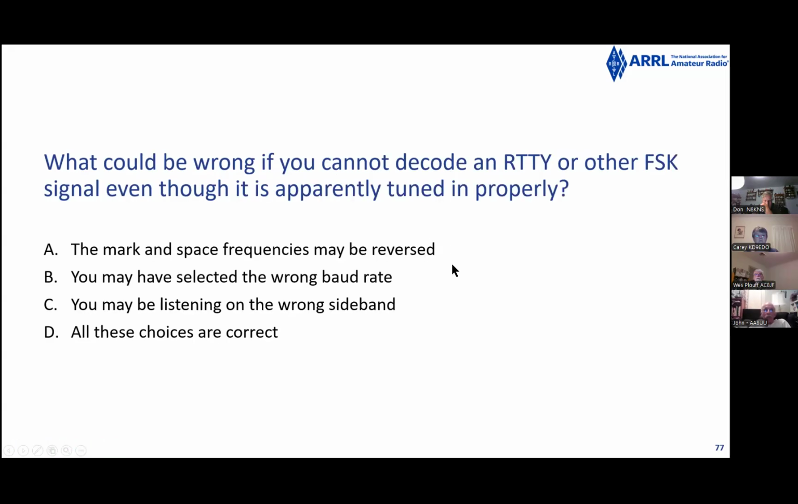What could be wrong if you can't decode a RTTY or other data signal even though you think it's tuned in properly? A, the mark space frequencies may be reversed. B, you may have selected the wrong baud rate. C, you may be listening on the wrong sideband. Or D, all these choices are correct. Delta. Yeah, it's delta.